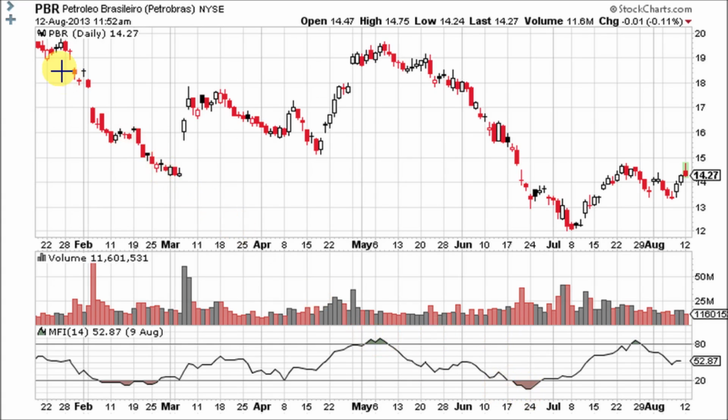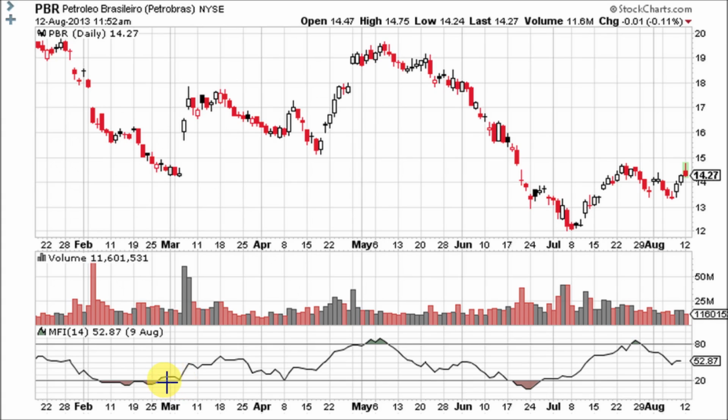So let's take a look at some of the signals this MFI has given on this chart. Right here it was very oversold. The stock was falling, but the second low is equal to the first one, so it's actually a little bit higher. That shows there's a possibility this stock might go up.